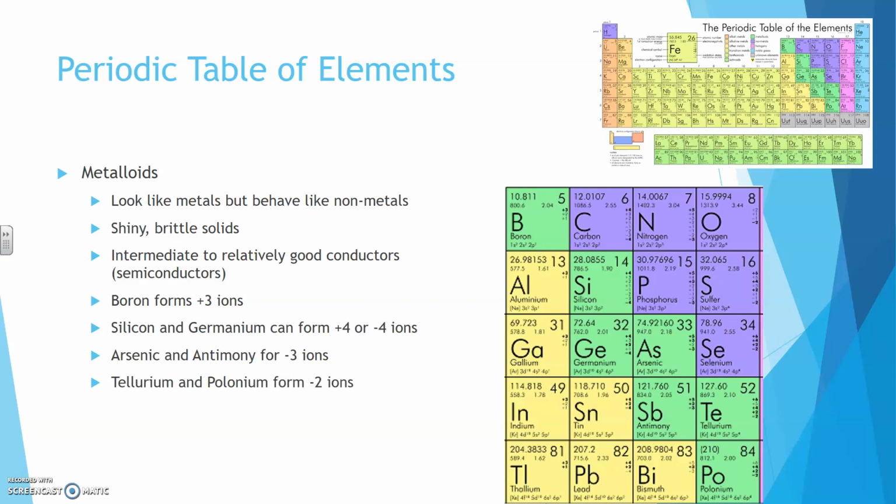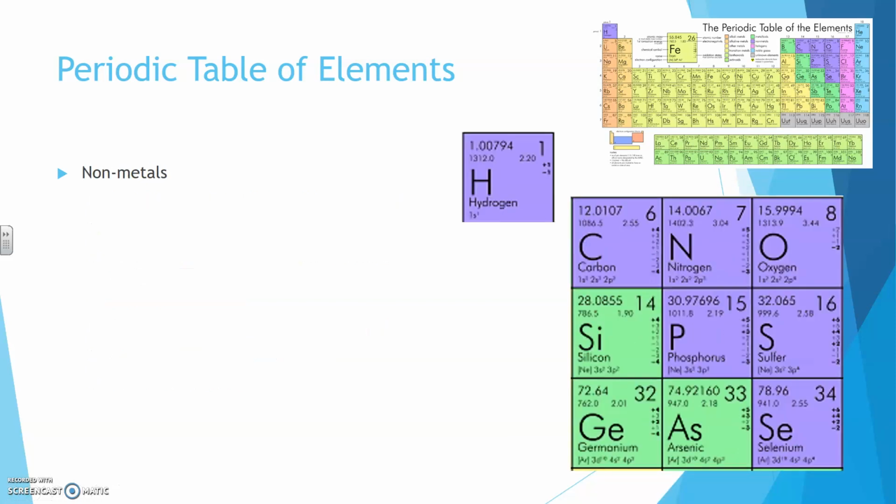And then you've got tellurium and polonium, which will form -2 ions. So those are the last ones over here. Okay? And again, some of them, especially further down the periodic table, can form a bunch of different ions and they get really weird. But we'll get into all of that in the coming chapters.